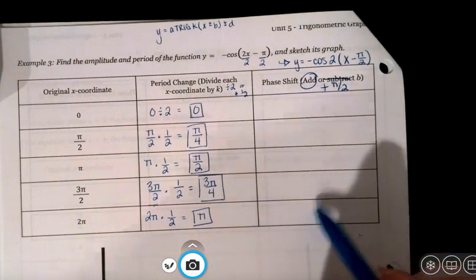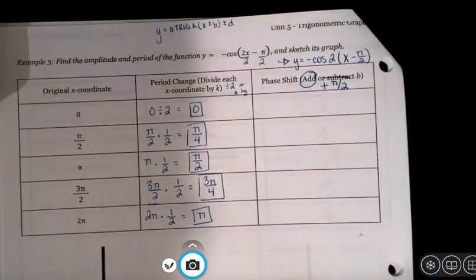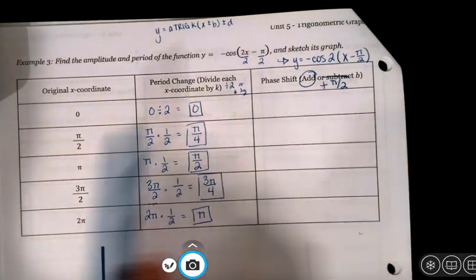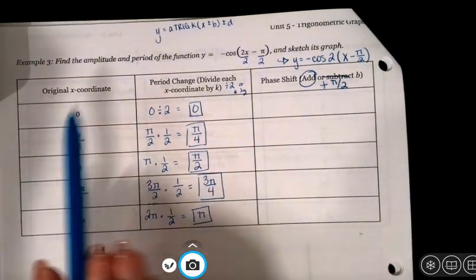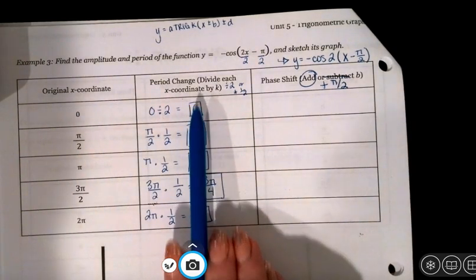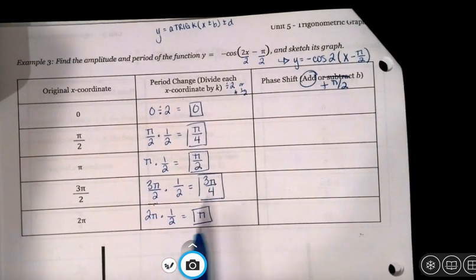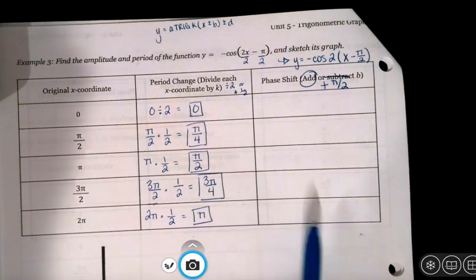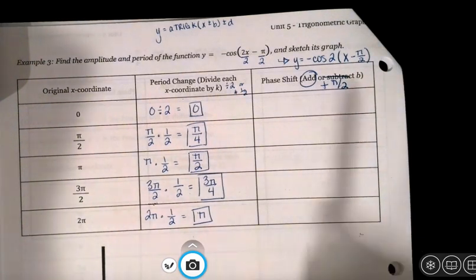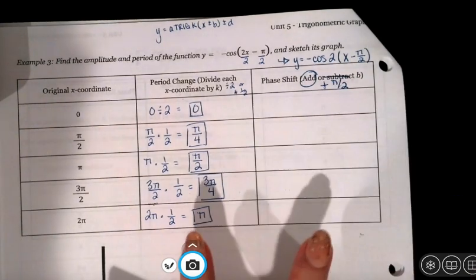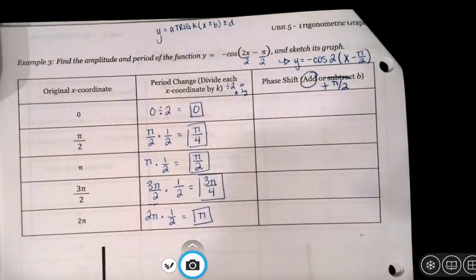So when I fill in this column, I want to use my most recent x-coordinates, which were going to be these, because we turned these into these x-coordinates for our period change. So these x-coordinates reflect that. Then I want to take this and apply the phase shift, because when I graph the x-coordinates from here, I'm doing two transformations in one.